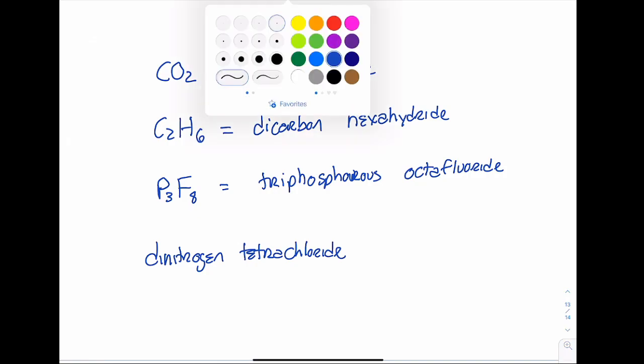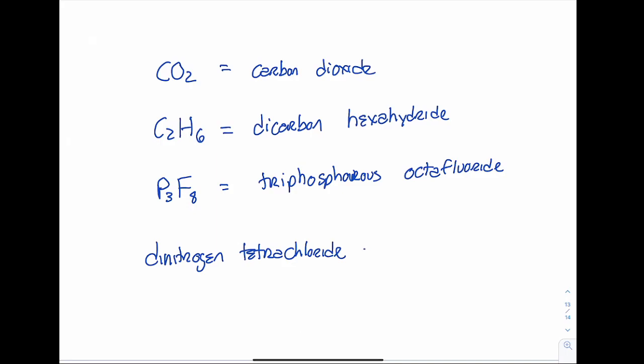So again, keep the first one first, the second one second. So I'm going to have nitrogen first. I don't have to worry about charges or anything like that because they don't have charges. And I know how many I have because that's what that di is telling me. So dinitrogen is N2 because di is the prefix for 2. And then chloride is chlorine, so Cl. And then tetra is my prefix for 4. So dinitrogen tetrachloride is N2Cl4.